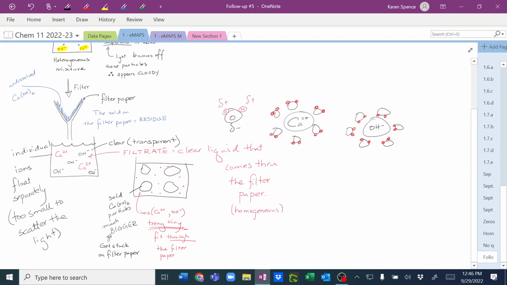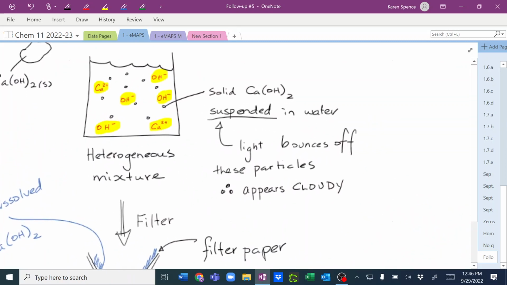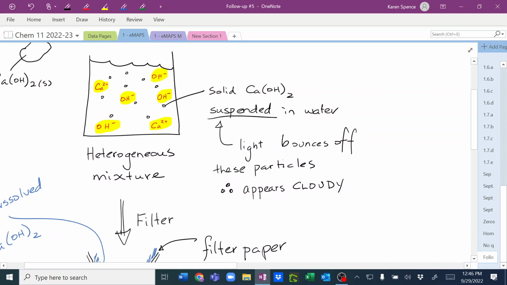So I want to know, because not all of it dissolved. Yes, only some of it dissolved. How could I figure out how much actually dissolved?